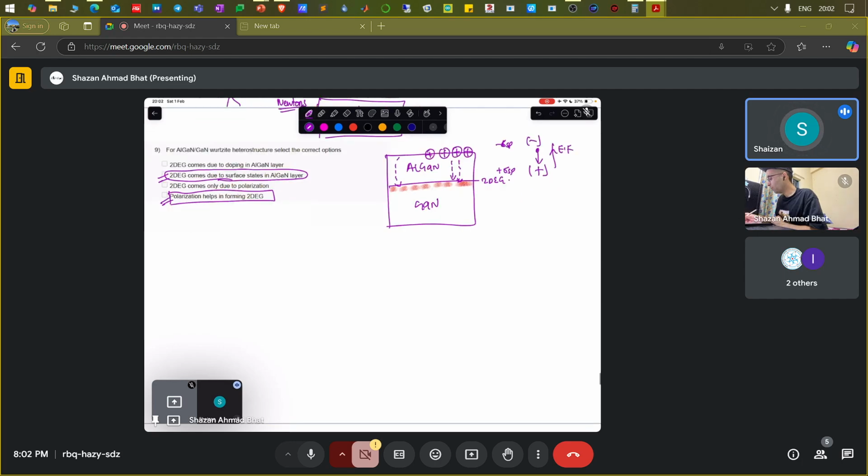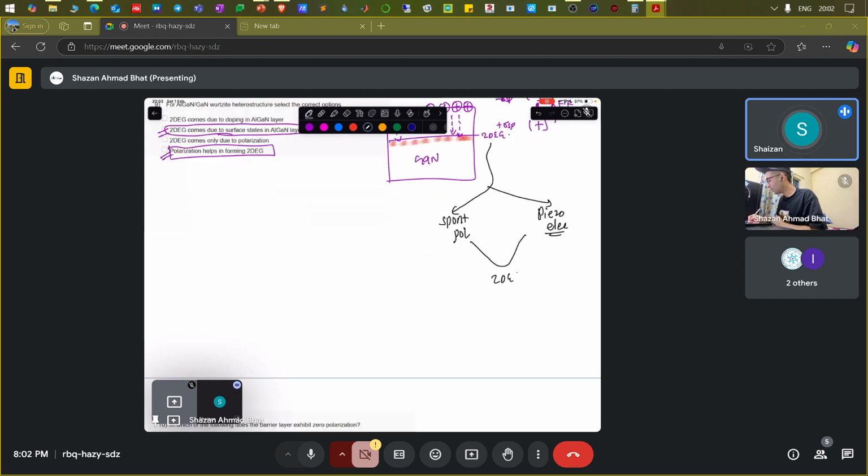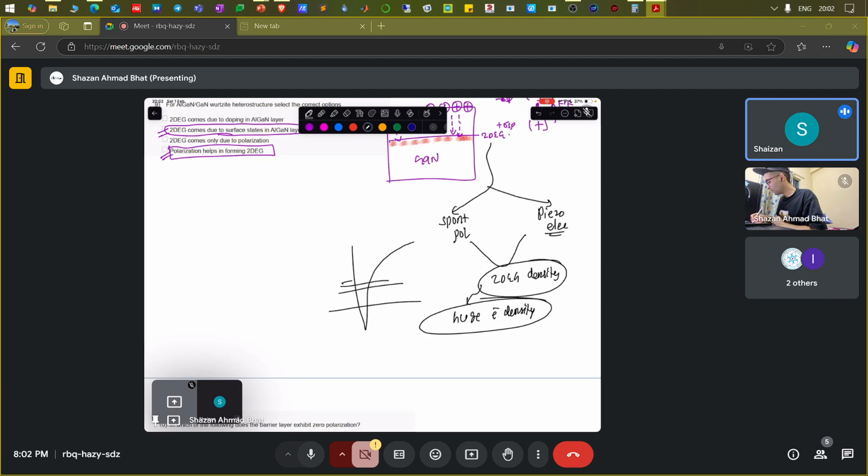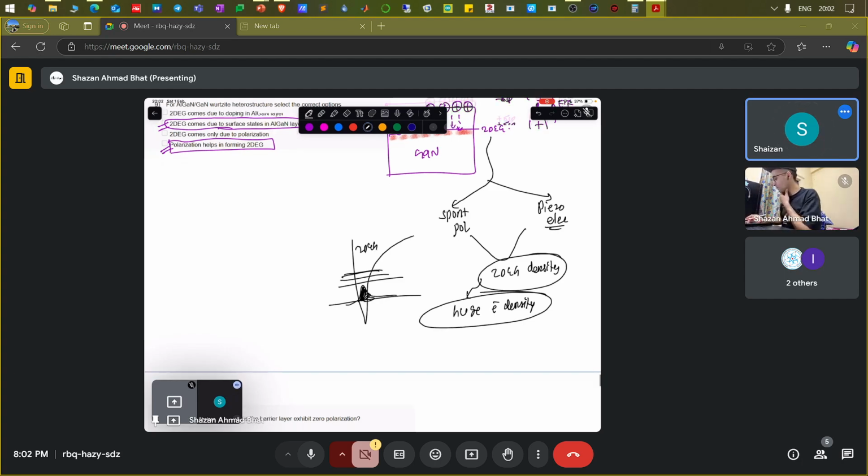But the combination of both spontaneous polarization and piezoelectric polarization enhances the 2D electron gas density. So you get a huge electron density in this particular quantum well, the 2D electron gas.